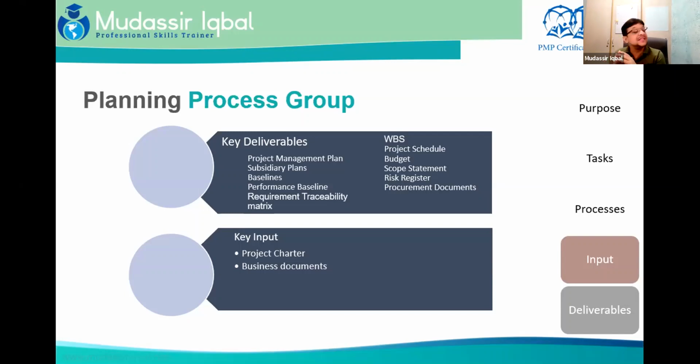The project plan is not the project schedule. It includes the work breakdown structure, schedule, budget, and other subordinate plans that I will show you. So baselines are the schedule, budget, and scope. The performance baseline is the variance that you are okay with: 5%, 2%, 1%.